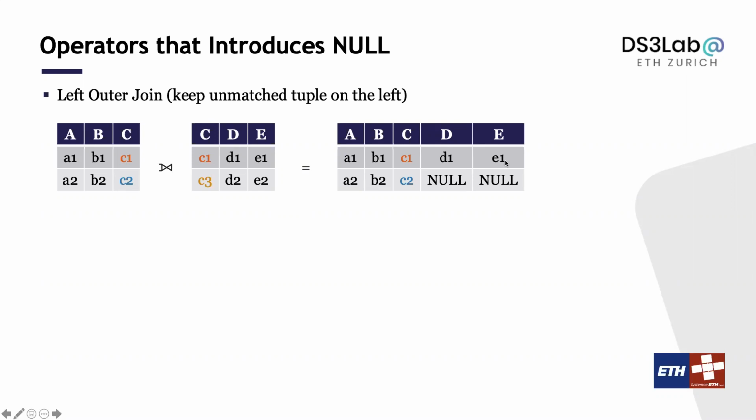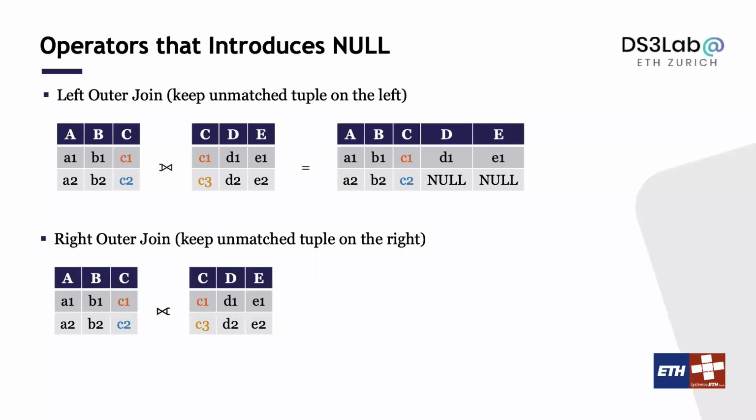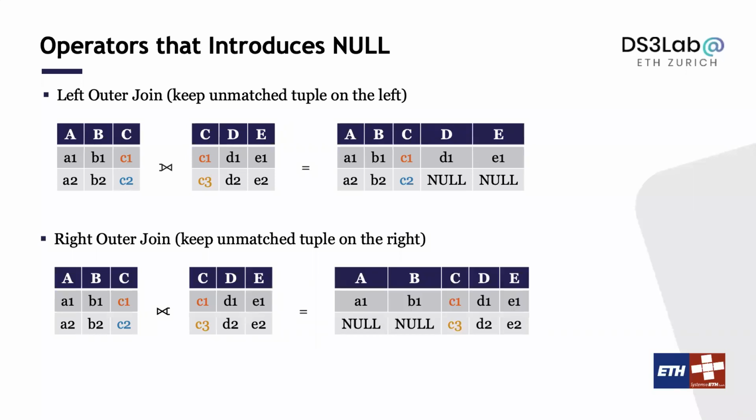So this is just one operator that could introduce null. On the other hand, there's a right outer join, which is very similar. Essentially, you keep all the tuples from the right-hand side. So here, both tuples involving C1 and C3 will be here. And then you try to do the join with the relation on the left-hand side. If you can find the matching tuple, you put it here. Otherwise, you just fill the value with null.